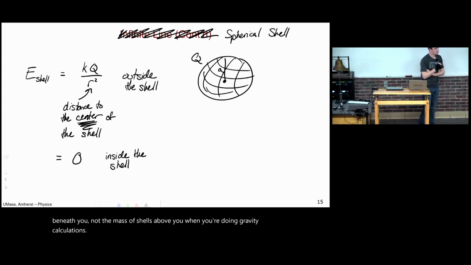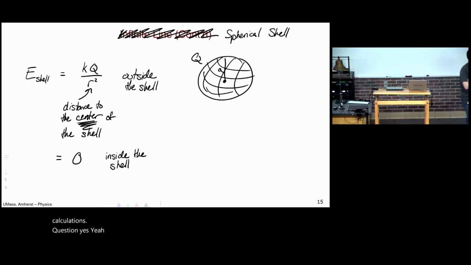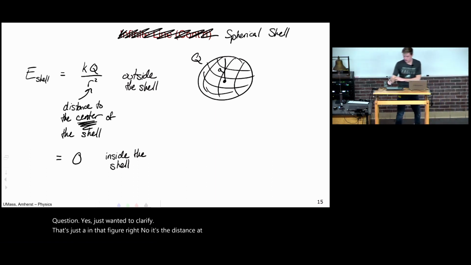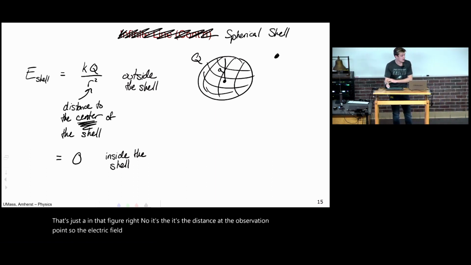Question, yes? I just want to clarify. When you say that r is the distance to the center of the shell, that's just a in that figure, right? No, it's the distance at the observation point. So the electric field at a point out here. Yeah, good question. Very good question.